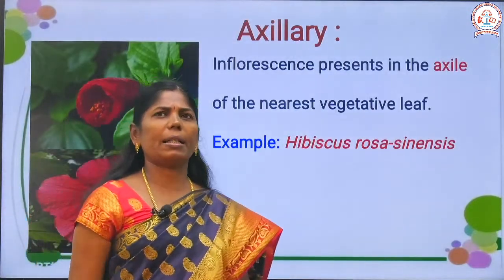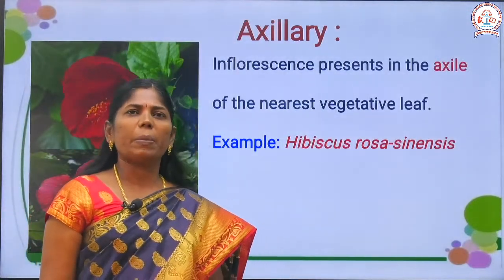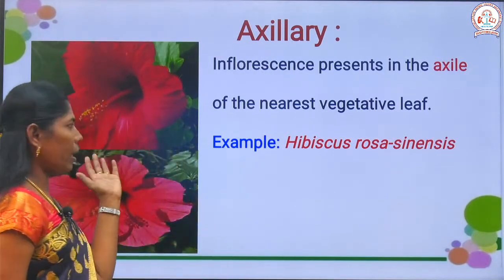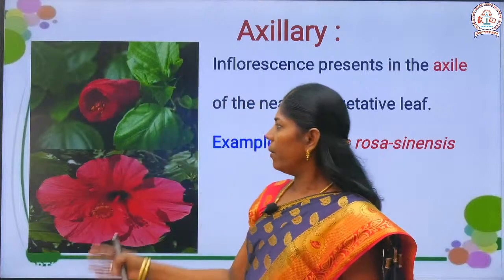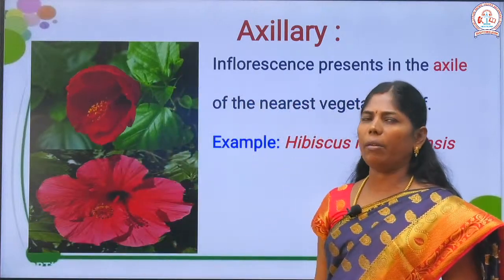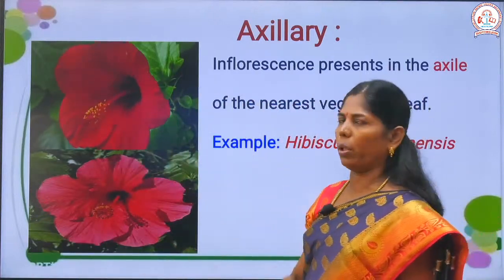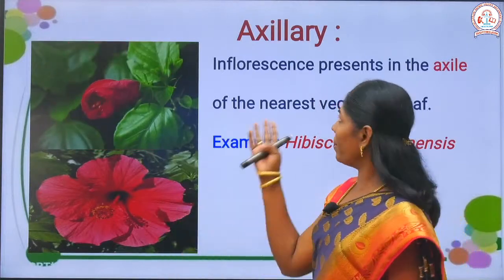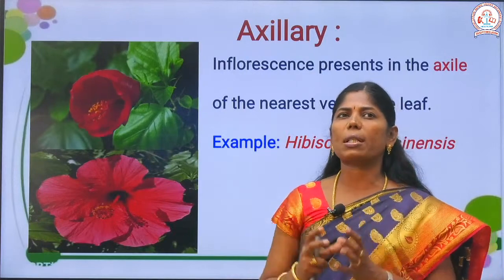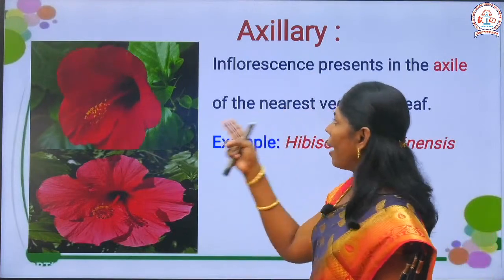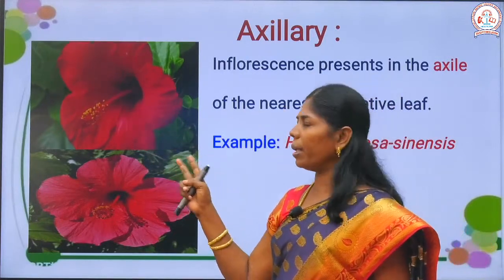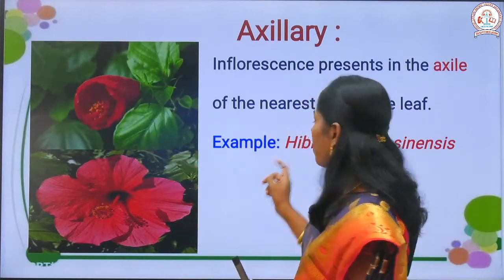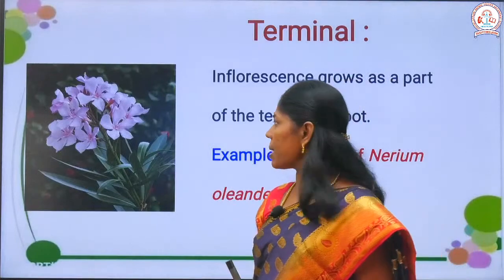Next, axillary. I said, where is the axillary region? That is present between the node and internode. You can see here Hibiscus rosa-sinensis, which is arranged on the axillary region. That is an axillary flower. What about the inflorescence? Here a bunch of flowers are not arranged. This is a solitary axillary example, not an example for inflorescence. This is a solitary axillary flower. The example for that is Hibiscus rosa-sinensis.